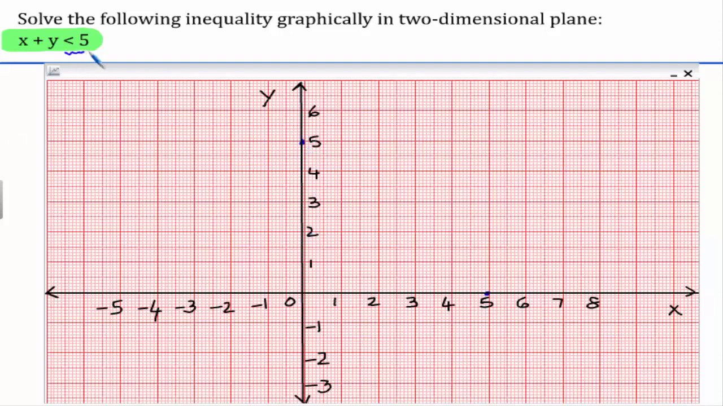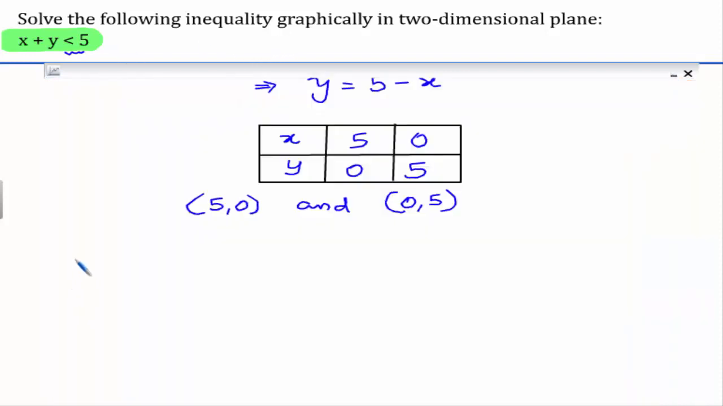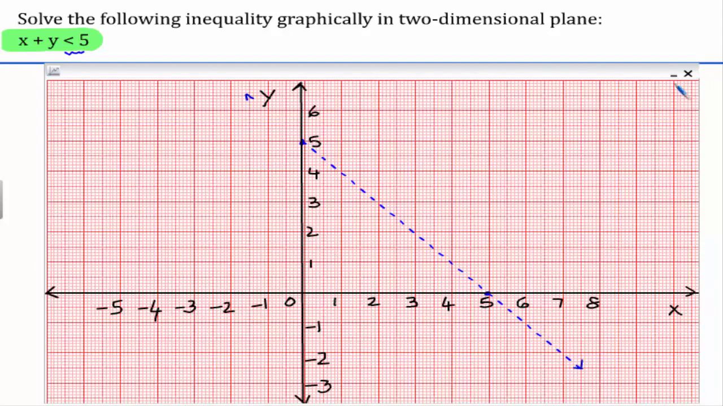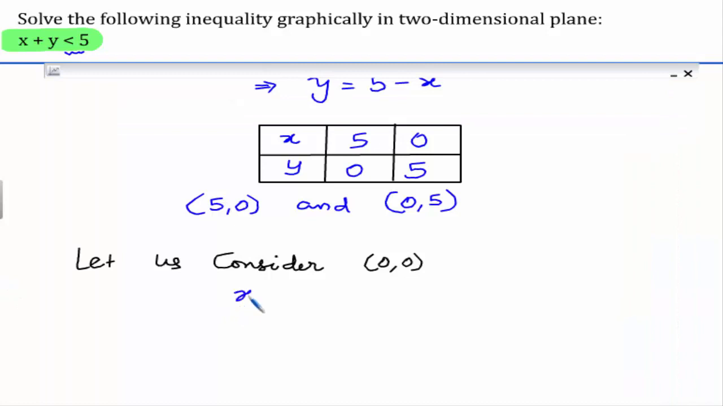As the inequality has only less than, we need to join these 2 points with the help of a dotted line, like this. Now we need to select the region which is the solution of the given inequality. For that, let us consider the point origin because the line is not passing through the origin, and the inequality is x plus y less than 5. Let us substitute the origin into this, then we get 0 less than 5, which is a true statement.